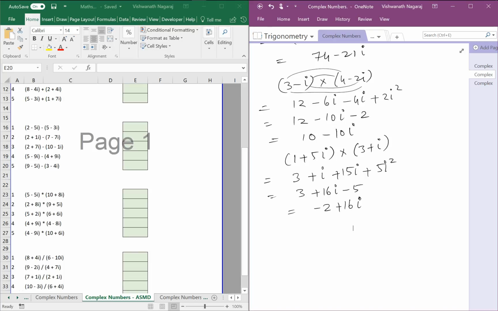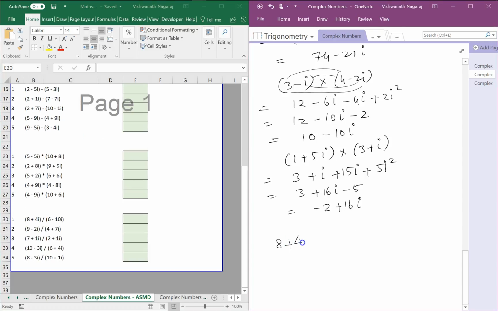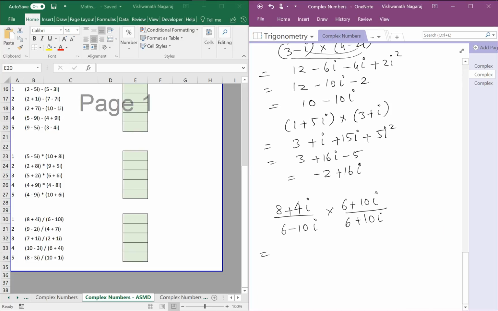Okay, let's do division now. 8 plus 4i divided by 6 minus 10i. Okay, let's rationalize it. Plus, and this becomes 6 square minus 10i square.